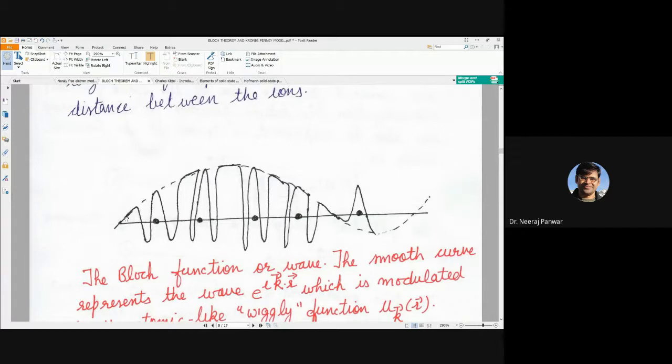So this is how our Bloch function looks. The dashed line represents a traveling wave or a plane wave, e to the power i k dot r. And the function represented by the solid line shows the modulating function u k r. Therefore, the total wave function is the multiplication of the two, the traveling wave times the modulating function u k r. So this is how the Bloch function looks.